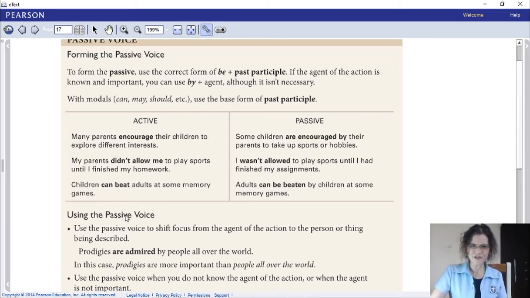Children can beat adults at some memory games. Can beat is the present tense. But this brings us to the modal can, and with modals, I just said we use the verb be as be and the past participle. So: adults can be beaten, past participle, by children at some memory games. Correct. Okay, so what are we going to do next?